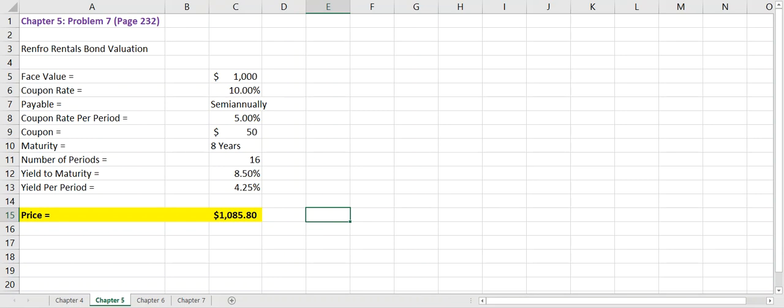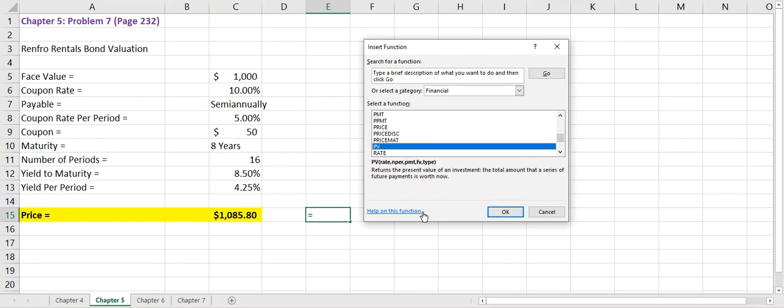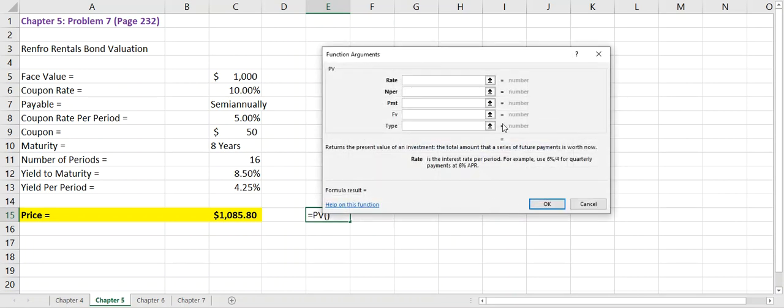Again, formulas, function, financial, present value. We're determining the present value of this 10% bond in an 8.5% market. PV, the interest rate in the market per period now is 0.0425. That's 8.5% divided by 2 periods a year. 8 years remain with 2 periods a year. That's 16 periods. The payment on this bond is what? $50. And the future value is what you get back in 8 years, $1,000. You hit that?